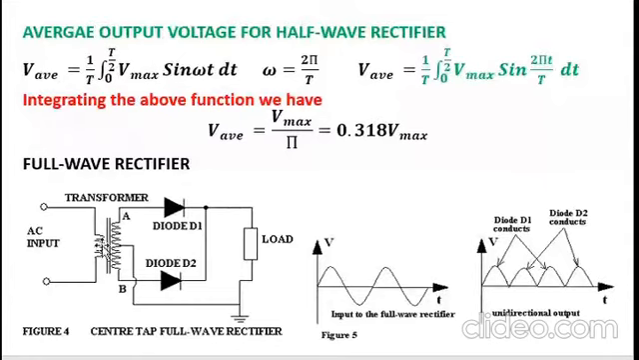So the second type, which is also part of my last lecture, is the full wave rectifier. And if you look at this one, instead of using a single diode, I'm using 2. This is D1, this is D2.